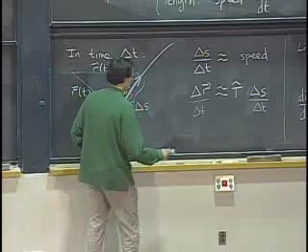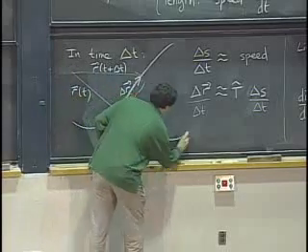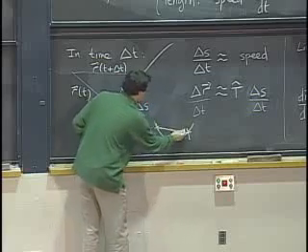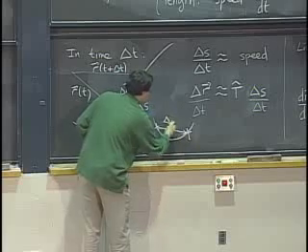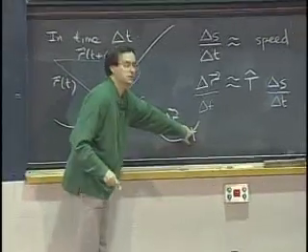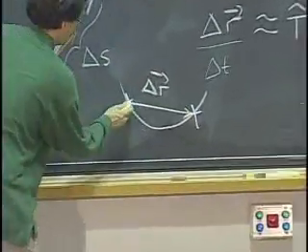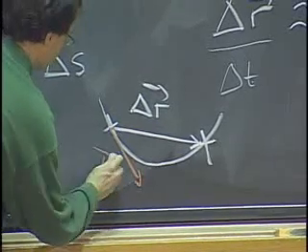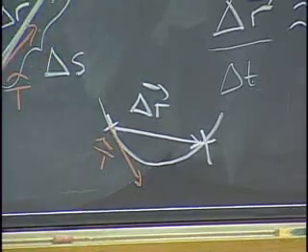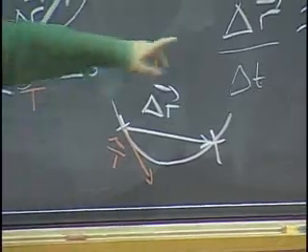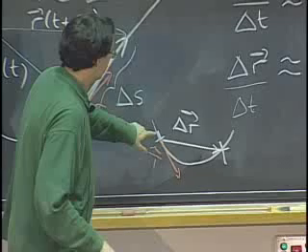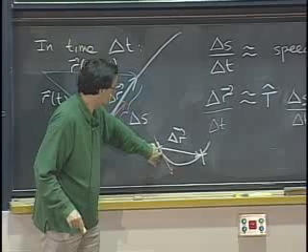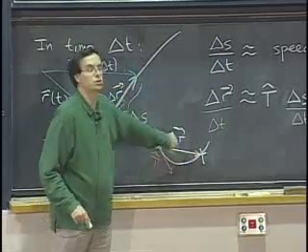So maybe I should draw another picture. If I'm going from here to here, then delta r is going to be this arc inside the curve, while the tangent vector will be going in this direction. Okay? So they're not strictly parallel to each other, and that's why it's only approximately equal. Similarly, the length of delta r is not exactly the length along the curve. It's actually a bit shorter.